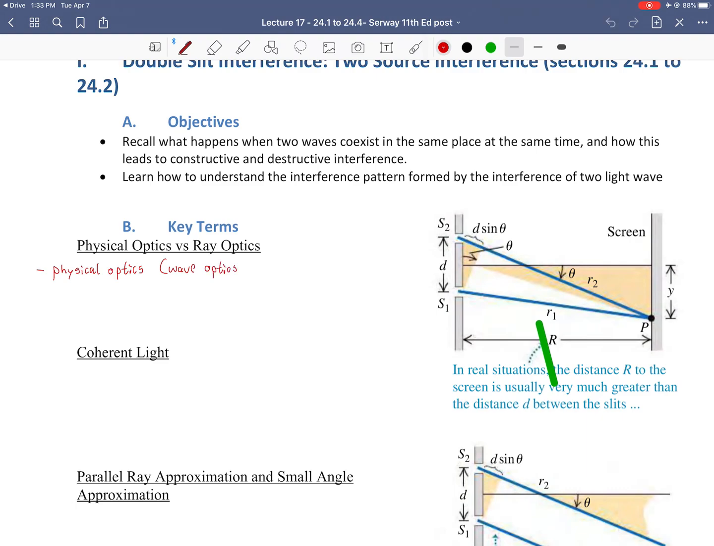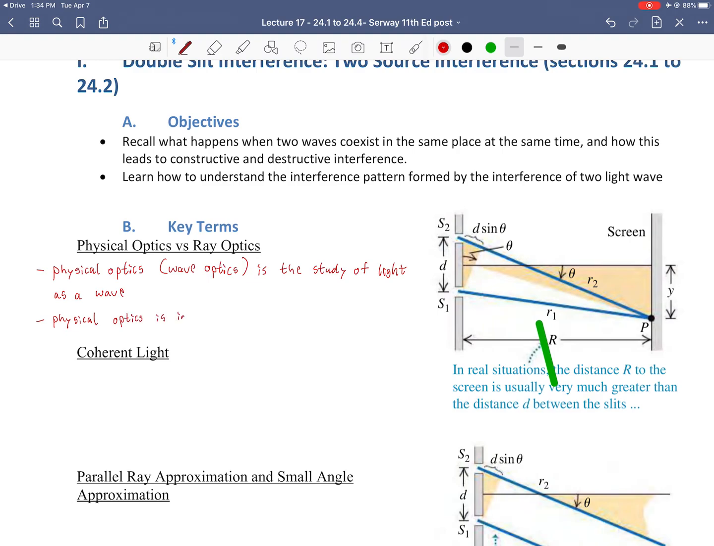So physical optics, wave optics, and optics obviously implying light, is the study of light as a wave. Okay? And we use physical optics when the lengths of our apparatus are similar to the wavelength of light.